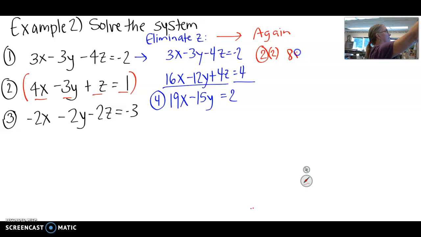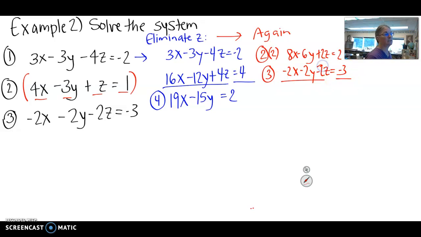So that's 8x minus 6y plus 2z equals 1 times 2 is 2. And then we're just going to rewrite equation 3 right underneath it. We get negative 2x minus 2y minus 2z equals negative 3. Put a bar through that z so you do not confuse it with a 2. It's so easy to do that.